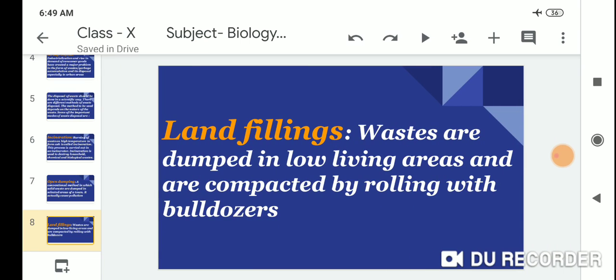Landfilling. In landfilling, wastes are dumped in low-lying areas and are compacted by rolling with a roller.